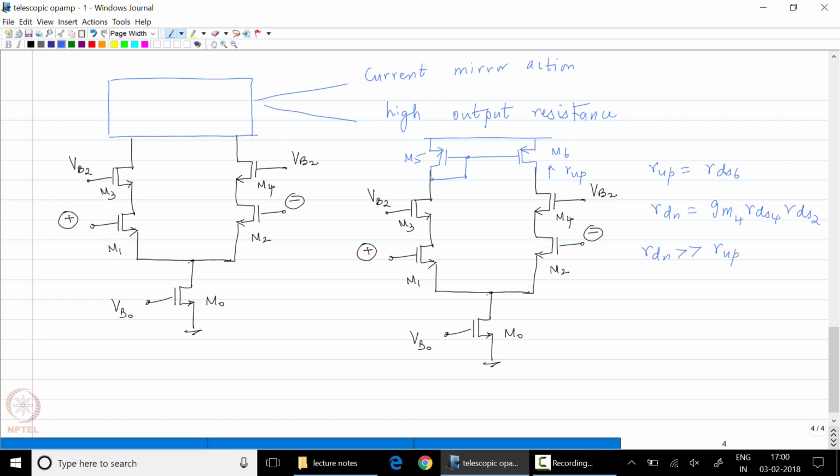This means that if I look at the gain of this op-amp, this gain would be approximately GM1 times R up. So I have not moved that much. Earlier it was half the intrinsic gain of the transistor. Now I would get approximately the intrinsic gain. This is a difference of only around 6 dB. So I want to increase the gain even further compared to this.